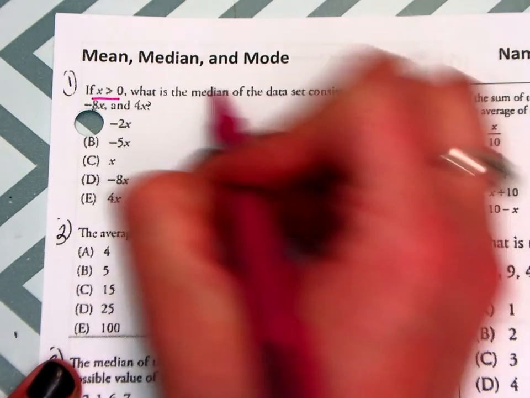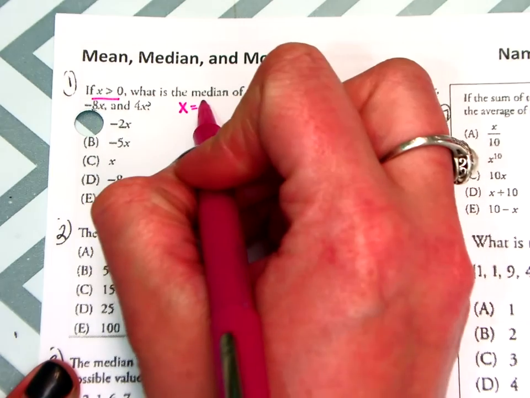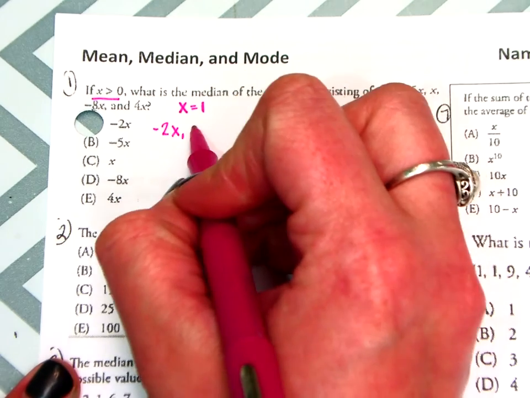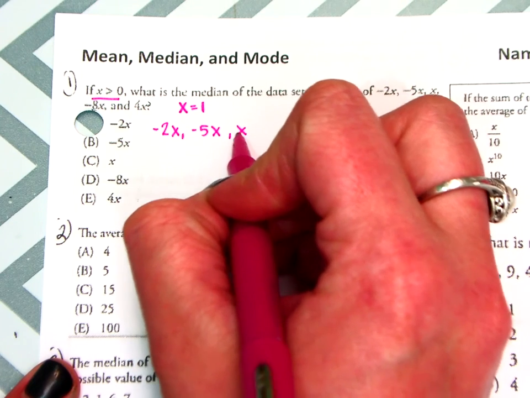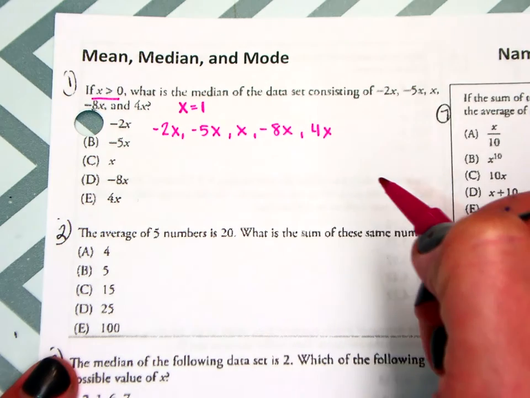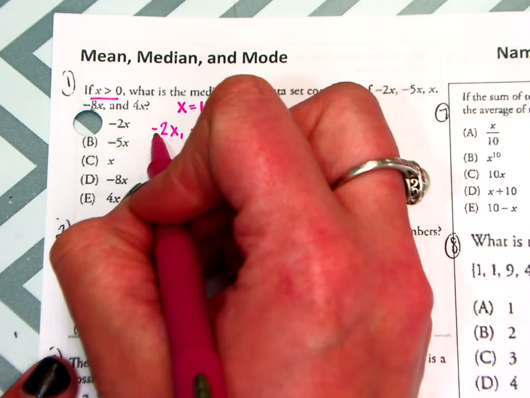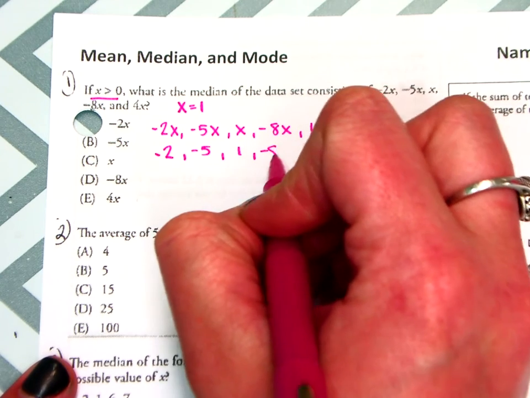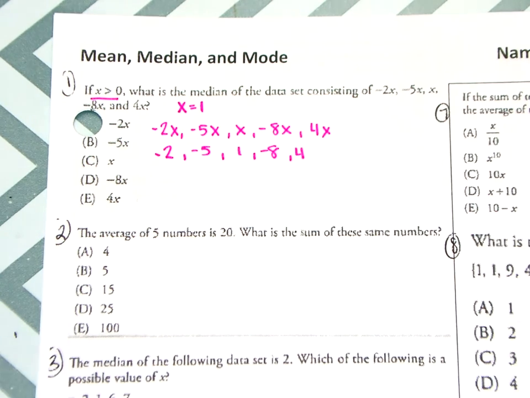So I'm just going to say, let's make x equal 1. So I'm going to rewrite all of these numbers. I have negative 2x, negative 5x, x, negative 8x, and 4x. So remember, we picked x to equal 1. So if I plug 1 in, negative 2 times 1, negative 2, negative 5, 1, negative 8, and 4. I'm just multiplying everything by 1.